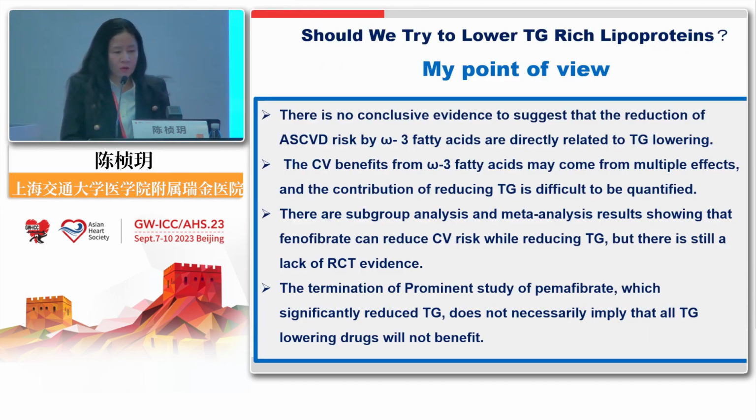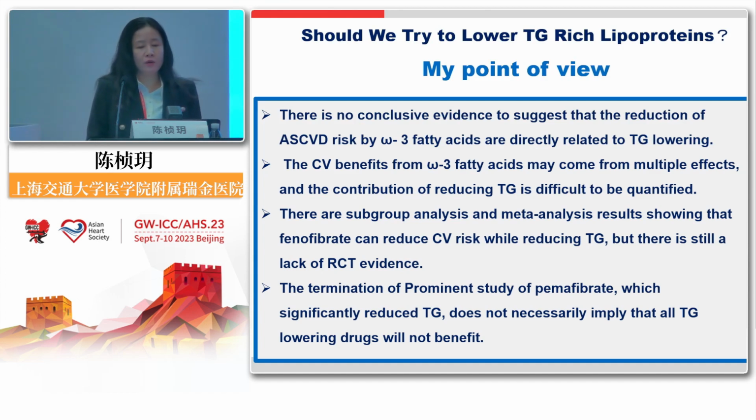So finally, I will go back to the very beginning. Shall we try to lower TG-rich lipoproteins? My point of view is there is no conclusive evidence to suggest that the reduction of ASCVD risk by omega-3 fatty acids is directly related to TG lowering. The CV benefits of omega-3 fatty acids may come from multiple effects, and the contribution of reducing TG is difficult to quantify. Subgroup analyses and meta-analyses show that fenofibrate can reduce CV risk while reducing TG, but there is still a lack of RCT evidence.